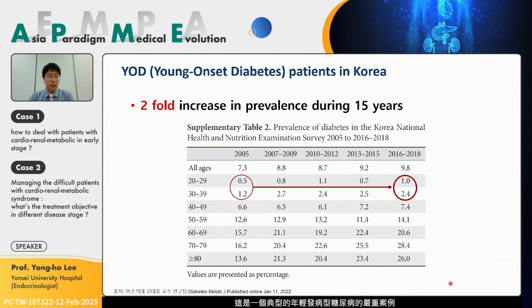So this was a severe case of young-onset diabetes, and as you can see in this busy table showing here, the population of young-onset diabetes in Korea is continuously increasing. When you look at the data from 2005 to 2018, you can see the number goes from 0.5 to 1, which means a twofold increase in the prevalence of young-onset diabetes.